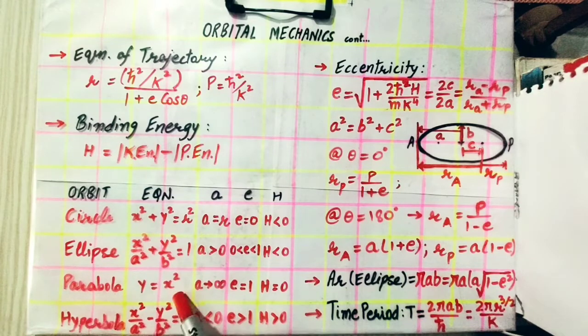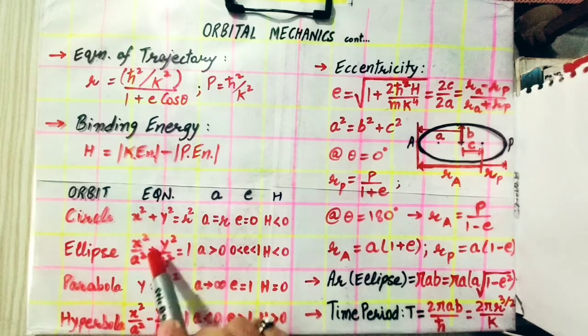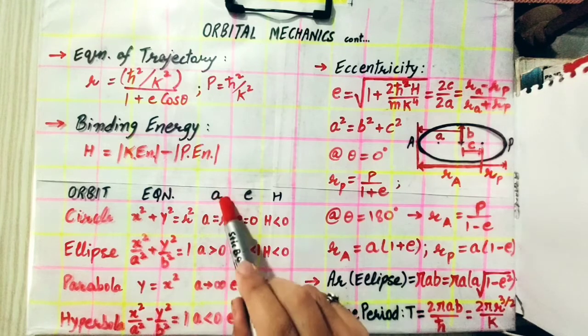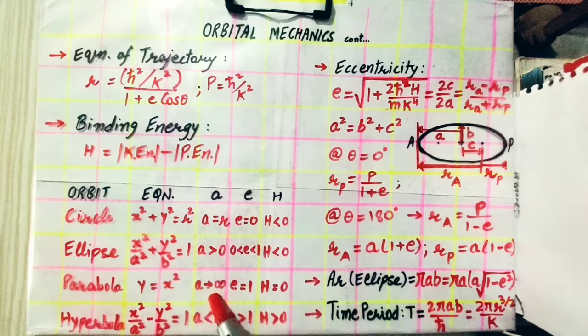For a parabola, y equals x square, or any equation depending upon the quadrant in which the parabola is. Similarly, depending upon which axis is the major axis, we have x square upon a square plus y square upon b square for an ellipse. Similarly, for a hyperbola, we have x square upon a square minus y square upon b square depending upon its major axis. And for the parabola, the semi-major axis a tends to infinity, eccentricity is equal to 1 and binding energy is 0. That is why it is known as the escape orbit.